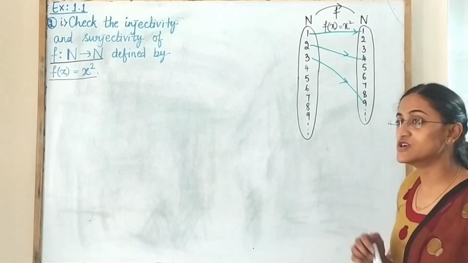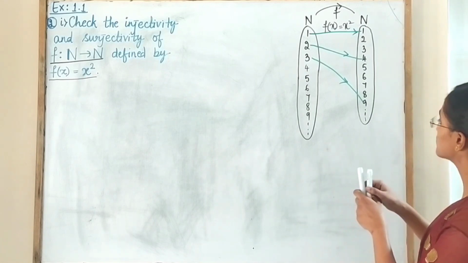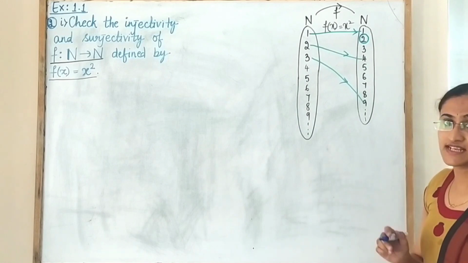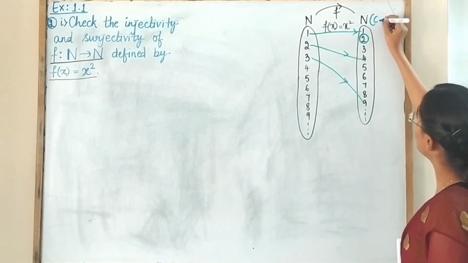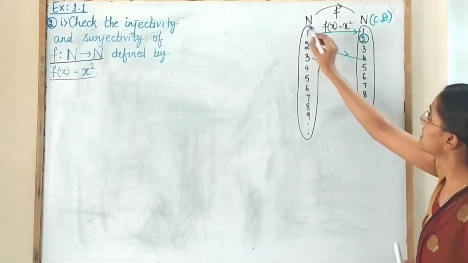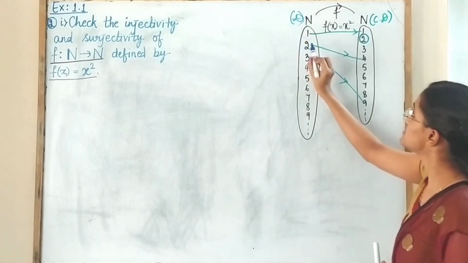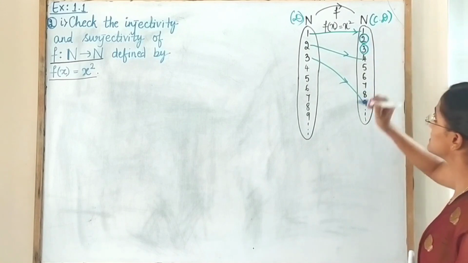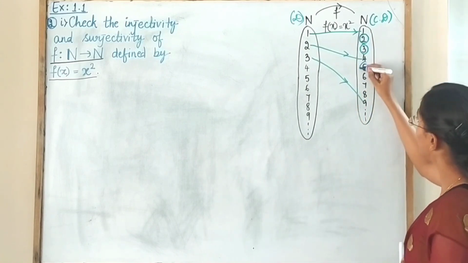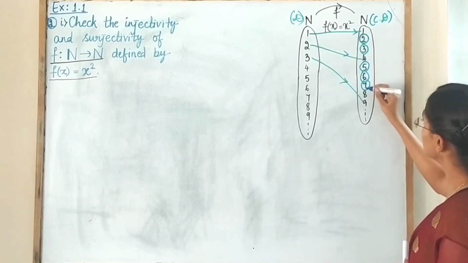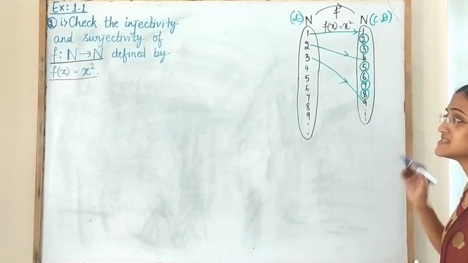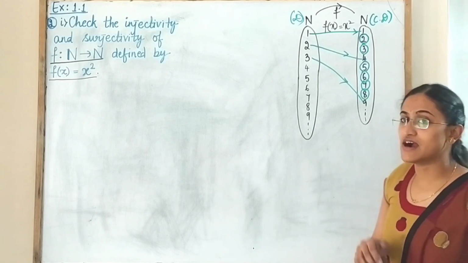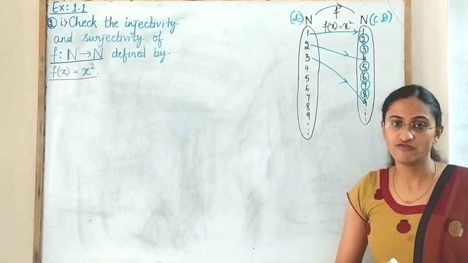Now, how about onto function? Again, you can look that element 2 is present in the natural number set, that is in the codomain, but no element in the domain is mapped to the element 2, right? And even element 3 is not mapped, 5, 6, 7, 8, all these elements are not mapped, and hence you can conclude that this function is not an onto function.